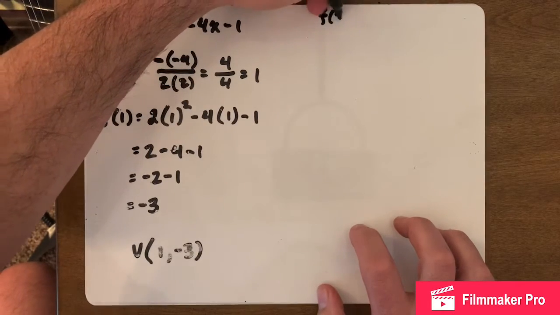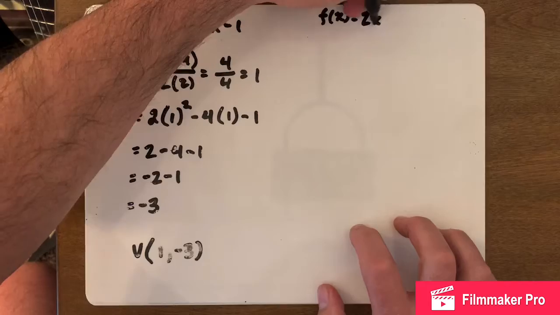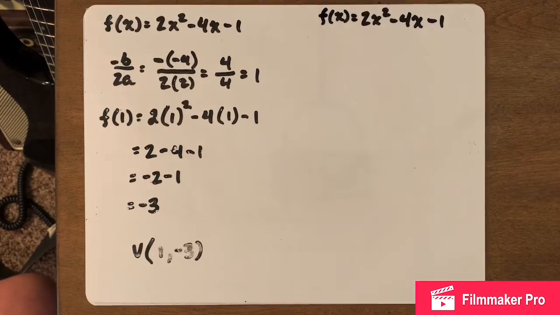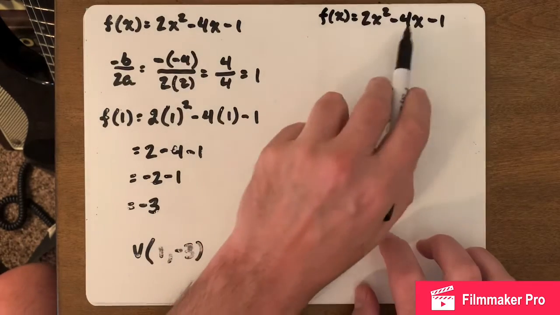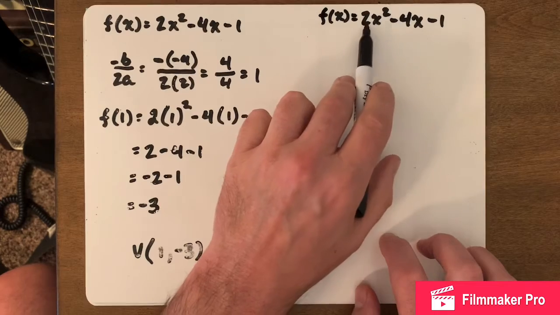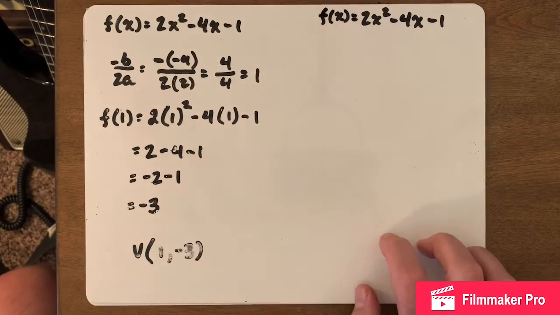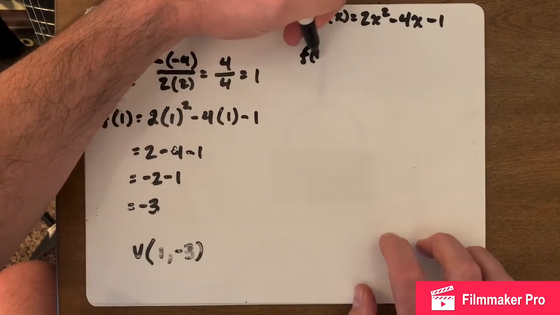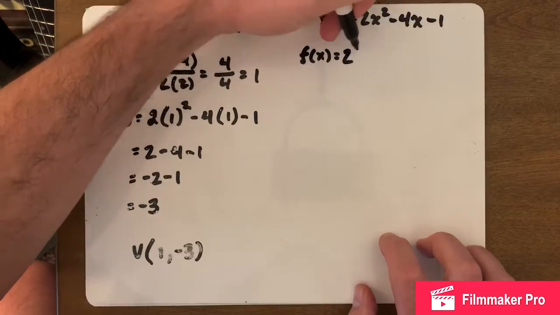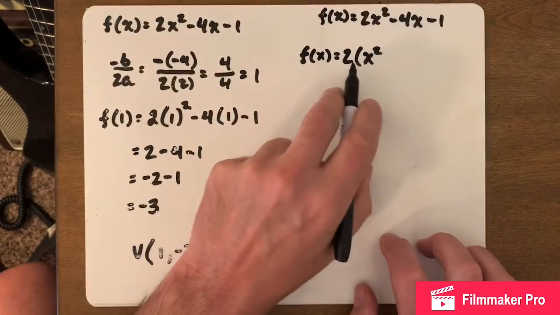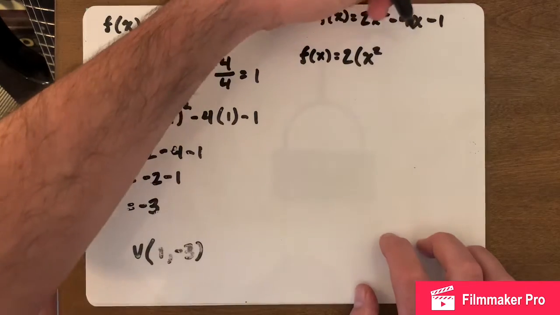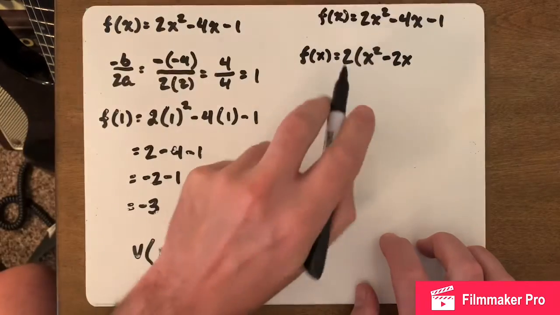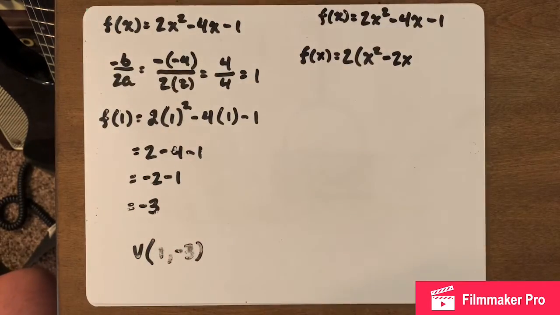F of x is equal to 2x squared minus 4x minus 1. All right, since I have a 2 up front here, I can't just take these two terms by themselves. I have to factor a 2 out of both of them, because we want just a plain x in my parentheses to complete the square. So now I need to save a little bit of room here. F of x is equal to 2 times x squared, because if you multiply these together, you get this back. And then what would I need here after that? Well, if I put a negative 2x here, let's see what happens. 2 times negative 2 is negative 4, so that is correct.